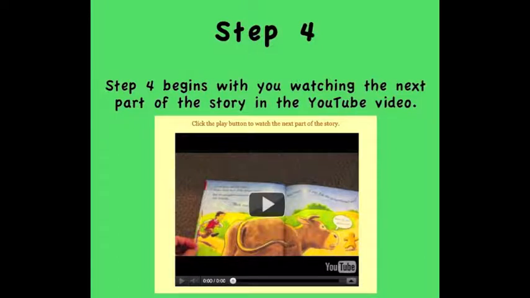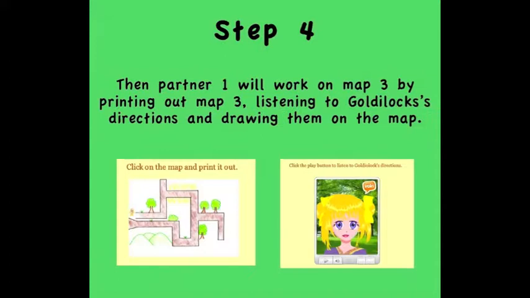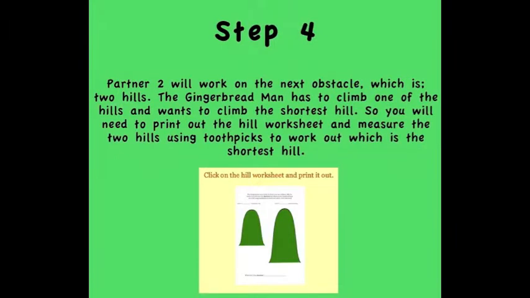Step 4. Step 4 begins with you watching the next part of the story in the YouTube video. Then Partner 1 will work on Map 3 by printing out Map 3, listening to Goldilocks' directions and drawing them on the map. Partner 2 will work on the next obstacle, which is 2 hills. The Gingerbread Man has to climb one of the hills and wants to climb the shortest hill. So you will need to print out the hill worksheet and measure the 2 hills using toothpicks to work out which is the shortest hill.